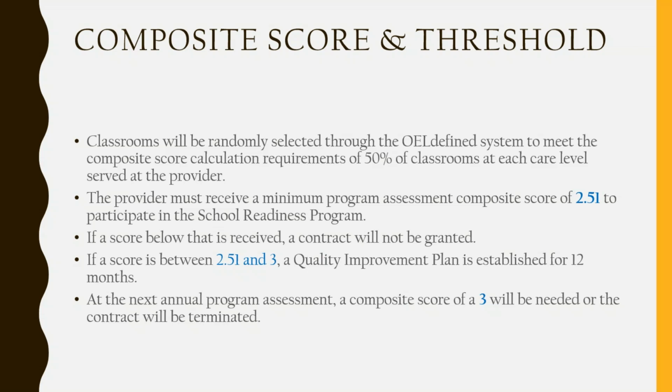If a score is between 2.51 and 3, a quality improvement plan is established for 12 months. This is a big update. At the next annual program assessment, if you're on an improvement plan, you will need to score higher than a 3. So remember, in order to have a contract, you need to have a composite score of at least 2.51.